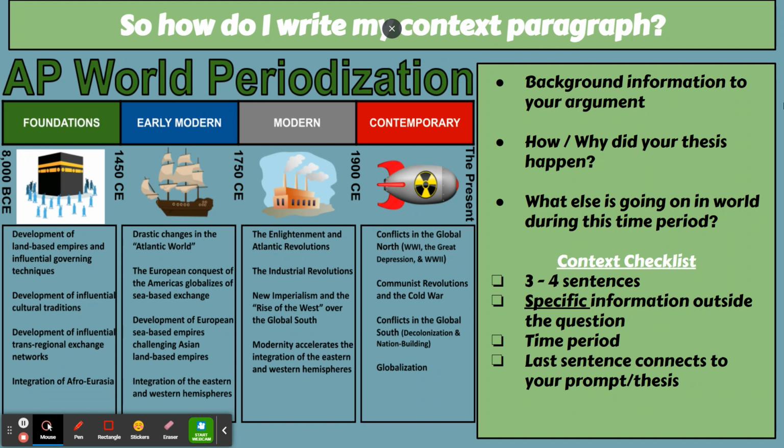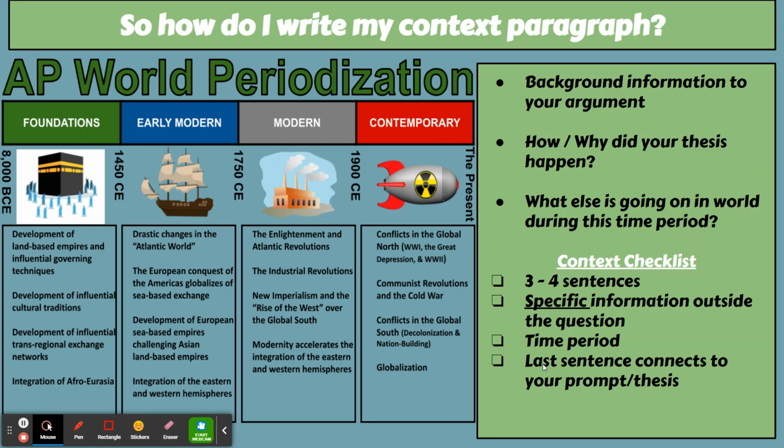So when you write your context, you're going to go through this checklist right here. Do I have 3 to 4 sentences? Am I being specific? Am I establishing the time period in my first sentence? That's a big one. You need to establish the time period in your body paragraph, or you can't get either your thesis or your contextualization point on the essay. And then the last sentence of your context needs to connect to my thesis. And then my thesis is my actual last sentence within my body paragraph.